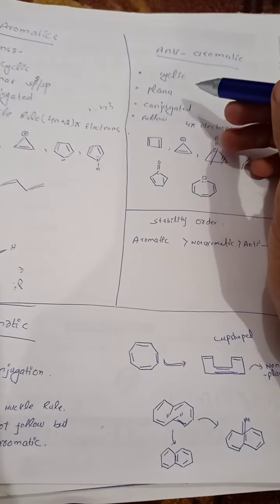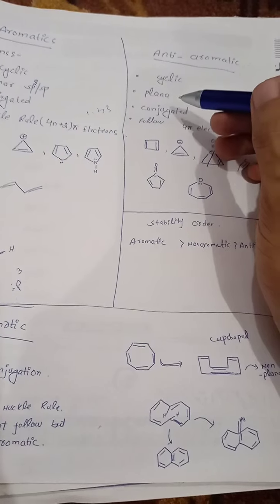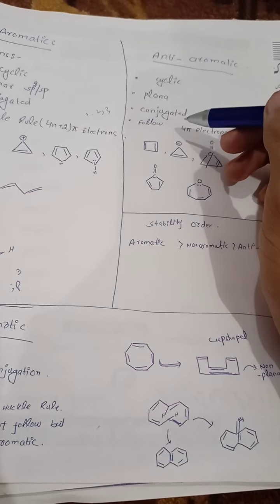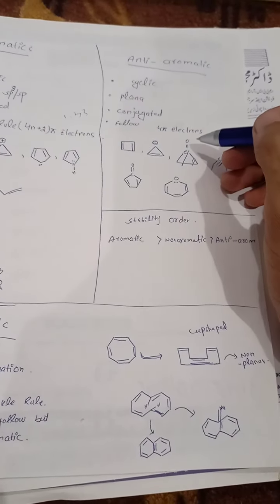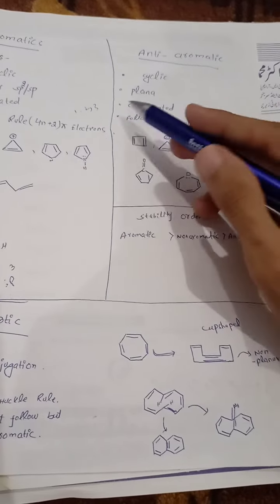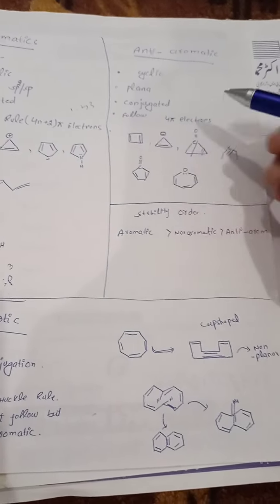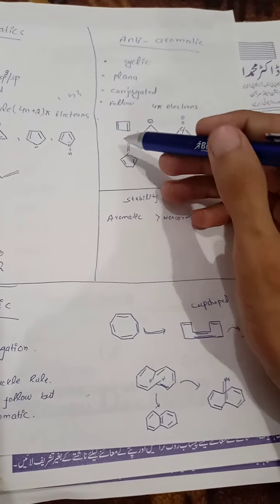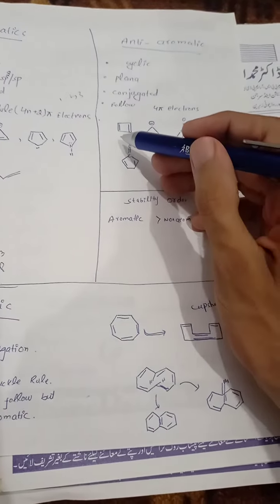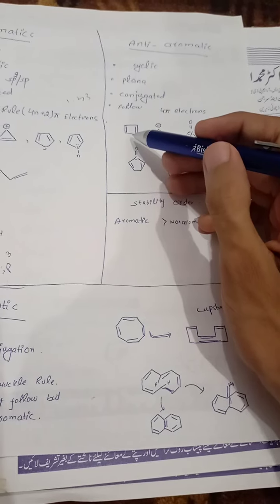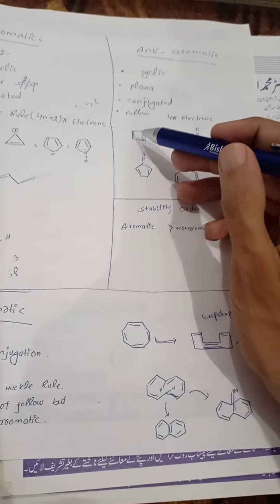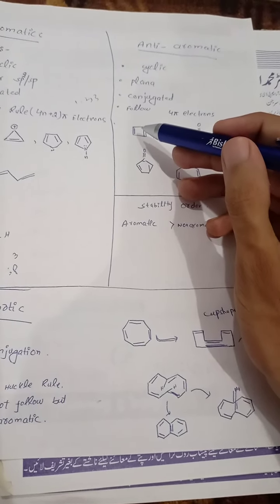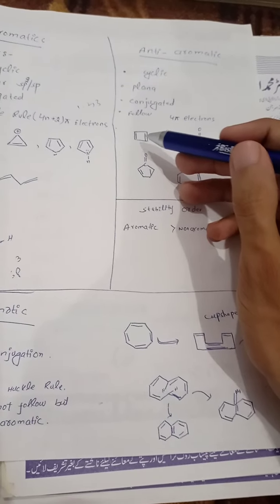If we look at anti-aromatic compounds, you can see that these compounds are cyclic. They are also planar and conjugated like aromatic compounds, but they have 4n pi electrons, not Huckel's 4n plus 2 pi electrons as in aromatic compounds. Take the example of cyclobutadiene, 1,3-cyclobutadiene. It's cyclic, conjugated and planar, but it has only 4 pi electrons in its molecule, so it's not aromatic. It is considered anti-aromatic because it follows all the conditions of an anti-aromatic compound.